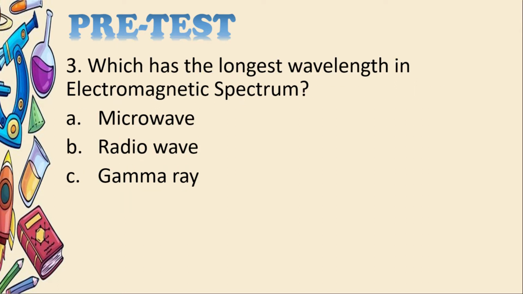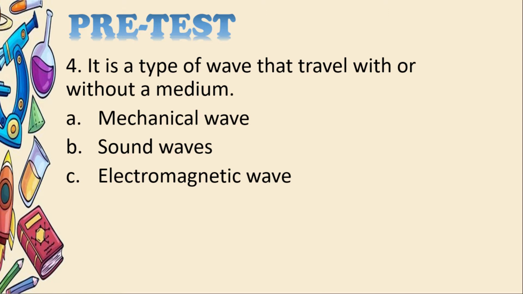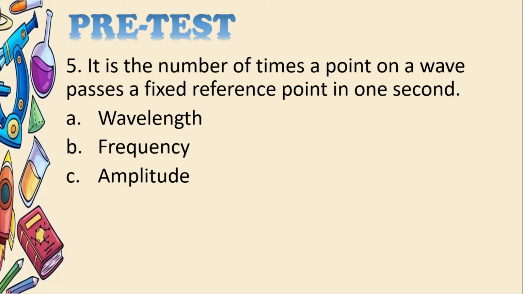3. Which has the longest wavelength in electromagnetic spectrum? A. Microwave. B. Radio wave. C. Gamma ray. 4. It is a type of wave that travels with or without a medium. A. Mechanical wave. B. Sound waves. C. Electromagnetic wave. Number 5. It is the number of times a point on a wave passes a fixed reference point in 1 second. A. Wavelength. B. Frequency. C. Amplitude.